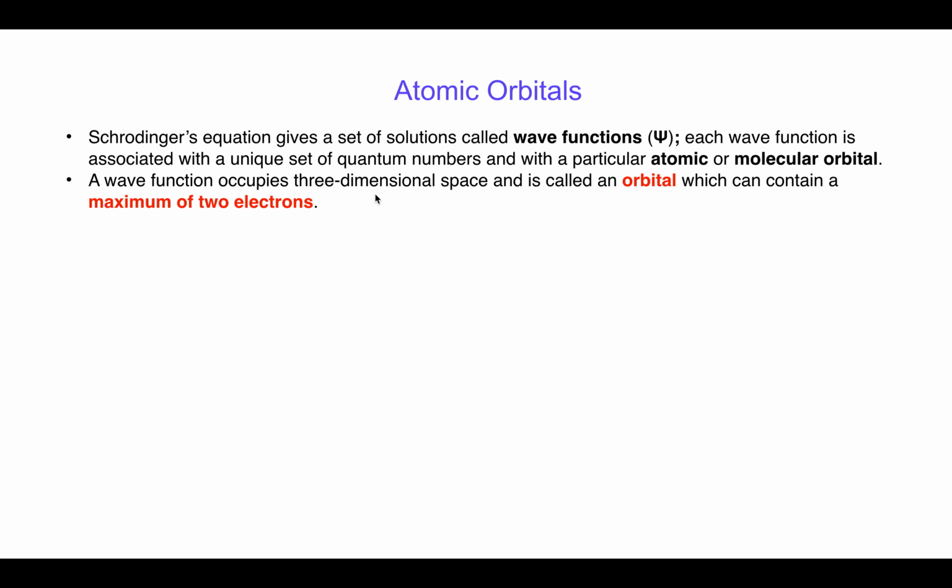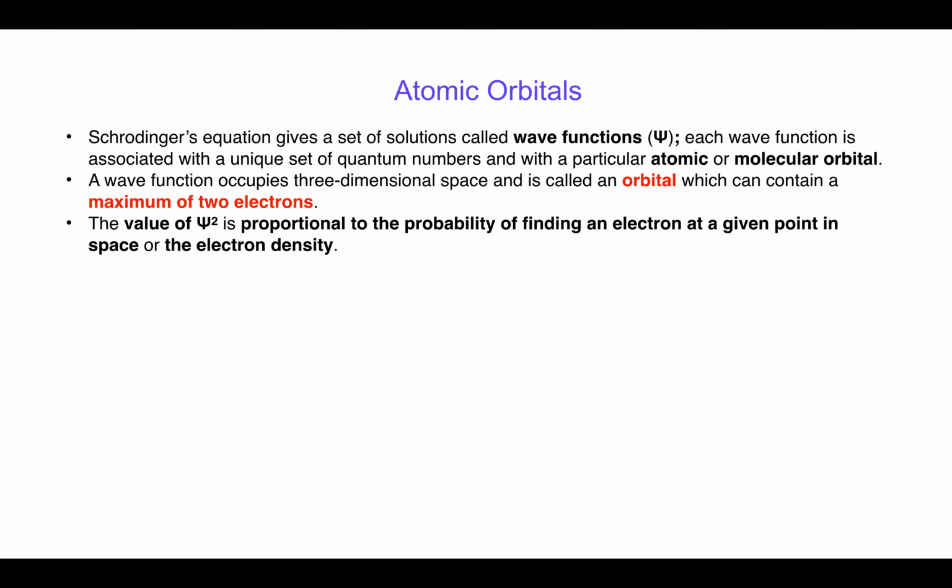A wave function occupies three-dimensional space and is called an orbital, which can contain a maximum of 2 electrons. These orbitals are also called the subshells. The value of psi square is proportional to the probability of finding an electron at a given point in space, or the electron density. So, where psi is the wave function, psi square is the electron density.